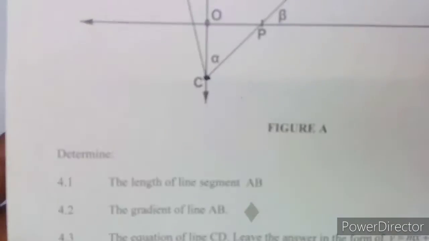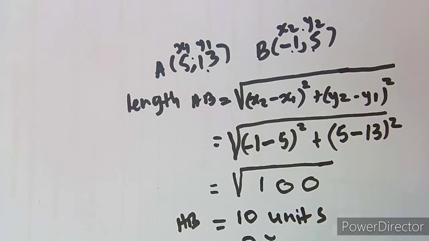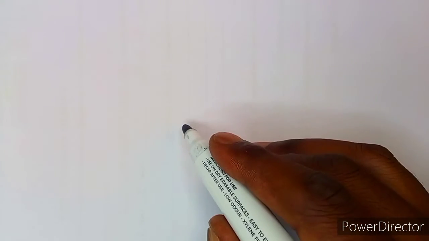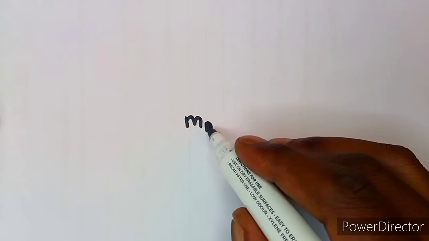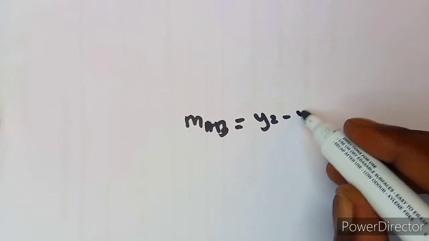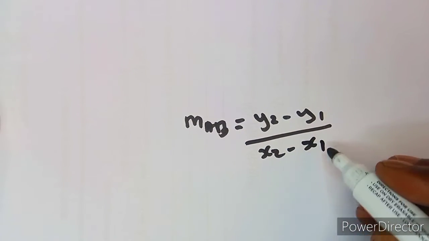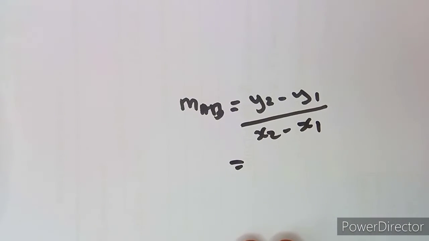Then we move on to the gradient of line AB, still with the same points A and B. This time we need the gradient of the line AB. Remember, gradient is given by the formula y2 minus y1 over x2 minus x1. That is the gradient formula.